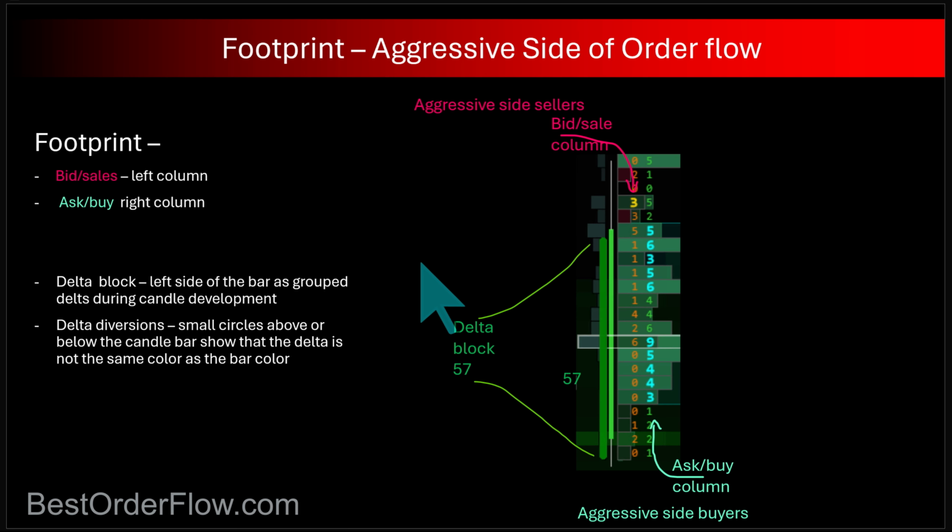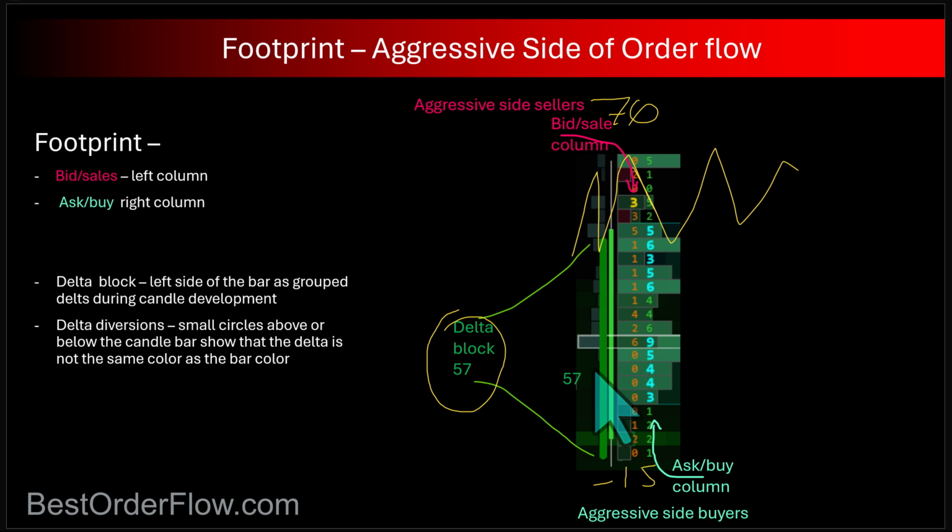What do we also have? We have a delta block. Instead of writing a delta above or below, we don't wait until the candle is completed. This is calculated dynamically while this candle is going up and down, up and down. You don't have to wait. You already see, okay, there's a delta. The size of this candle, or this place in the candle, is already 57.